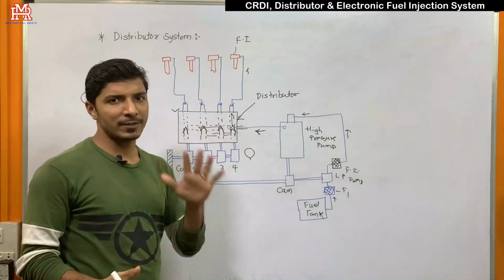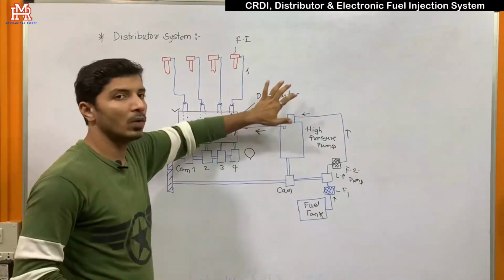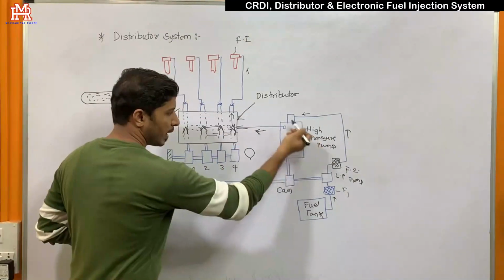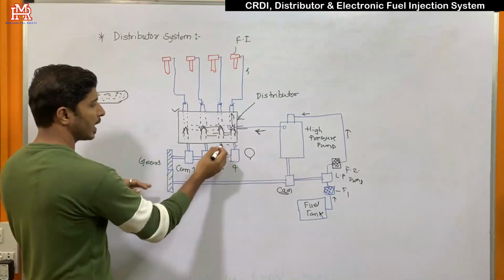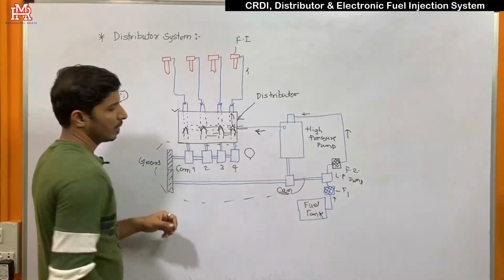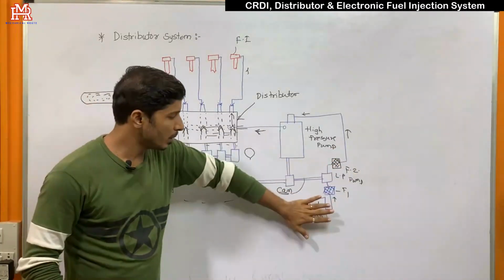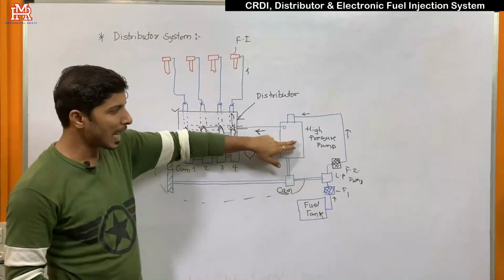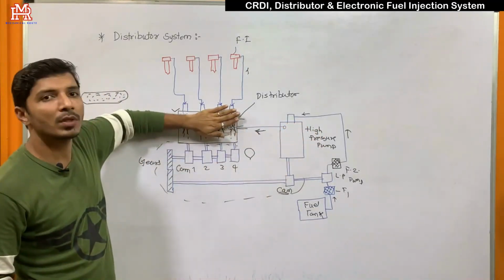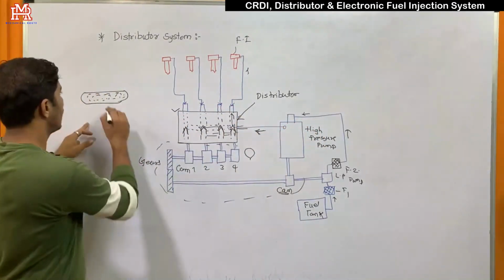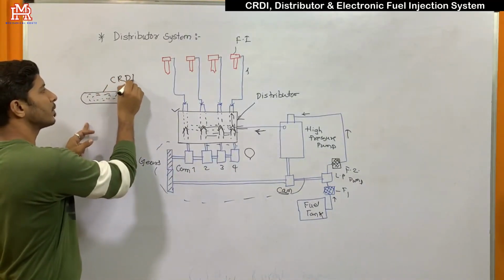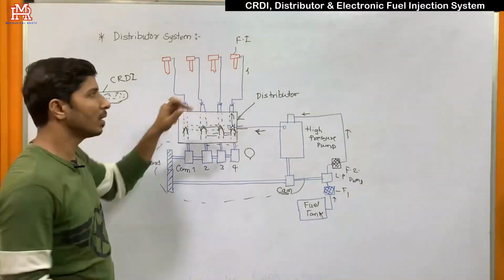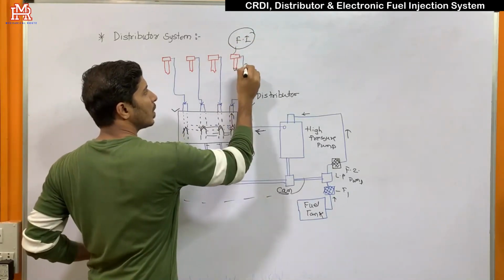So that is the only difference between CRDI and the distributor type fuel injection system. In the same way, this fuel supply will be regulated with the help of this cam. You will find this arrangement. This is a little bit different arrangement, and otherwise the remaining components and the remaining working are the same. Fuel from the fuel tank will be transferred to the high pressure pump. Through this high pressure pump, it will be transferred to the distributor, rather than to the accumulator as in the case of CRDI. And then it is again transferred to the individual cylinder, individual fuel injector, or individual nozzle.